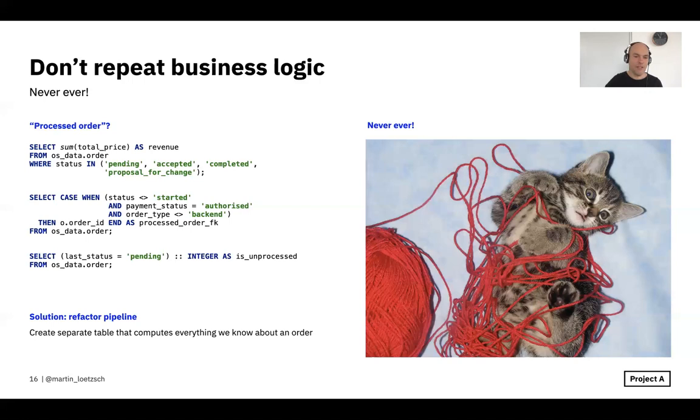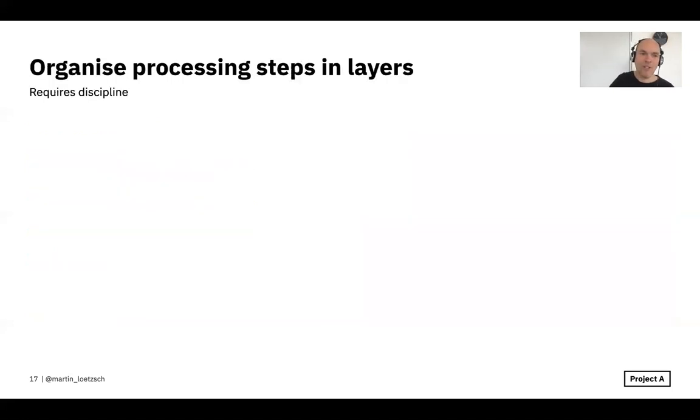So how do you deal with it, and how do you make sure that things are computed only once? Right, there the recommendation is usually to organize your processing steps somehow in layers, and this requires discipline. These layers are also sometimes called stages of a data warehouse, and they can even correspond to physical databases. We will come to that.